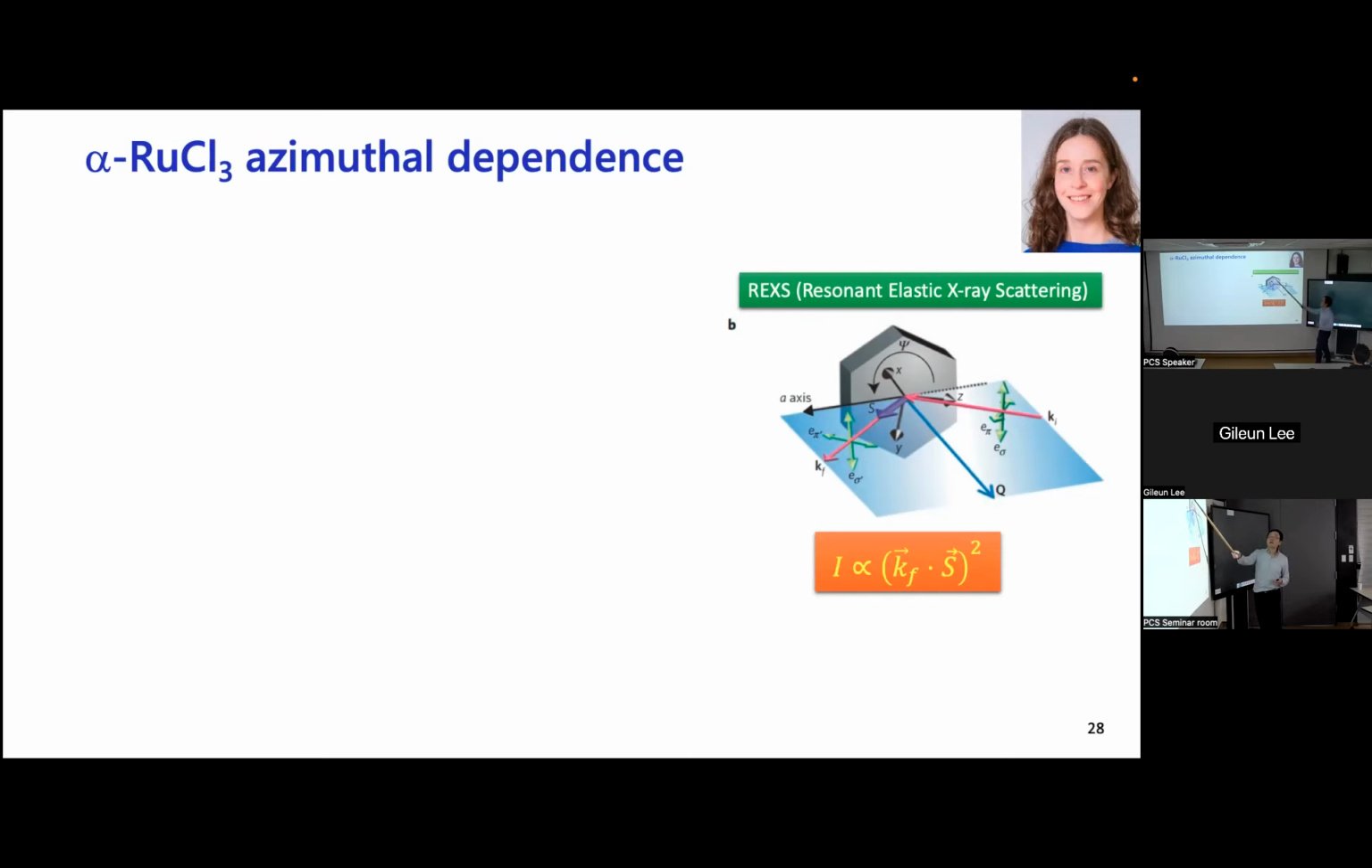So by rotating your sample, you are basically rotating your spins, precessing your spin direction or the moment direction, and then you can basically see which direction these moments are pointing at.